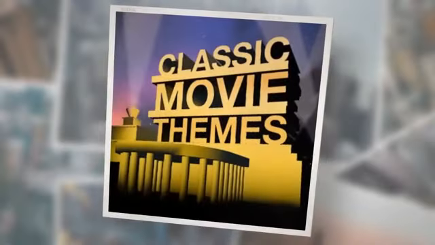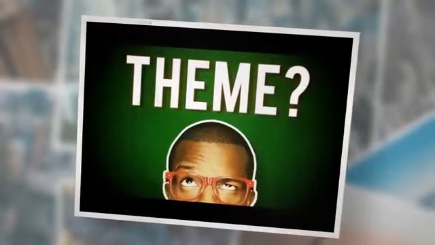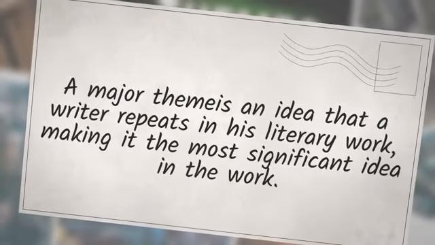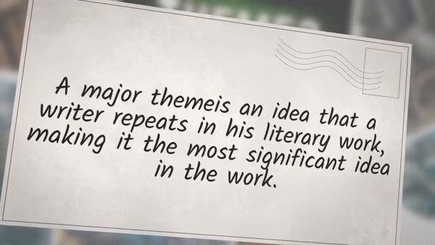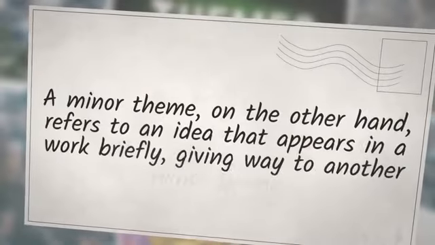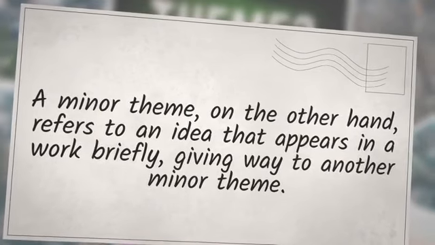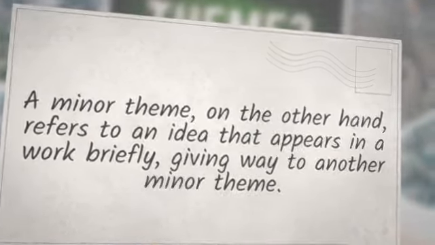Concept of themes in movies, explain. What is the difference between major and minor themes? A major theme is an idea that a writer repeats in his literary work, making it the most significant idea in the work. A minor theme, on the other hand, refers to an idea that appears in a work briefly, giving way to another minor theme.